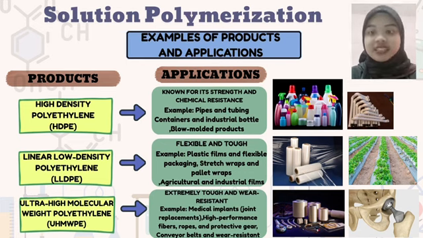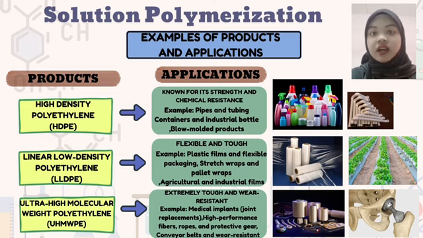First, high density polyethylene or HDPE is known for its high strength and chemical resistance. It is commonly used in pipes and tubing, containers, and industrial bottles, as well as blow molded products. Next, linear low density polyethylene or LLDPE is flexible and tough. Its applications include plastic film and flexible packaging, stretch wraps and pallet wraps, and agricultural and industrial film.